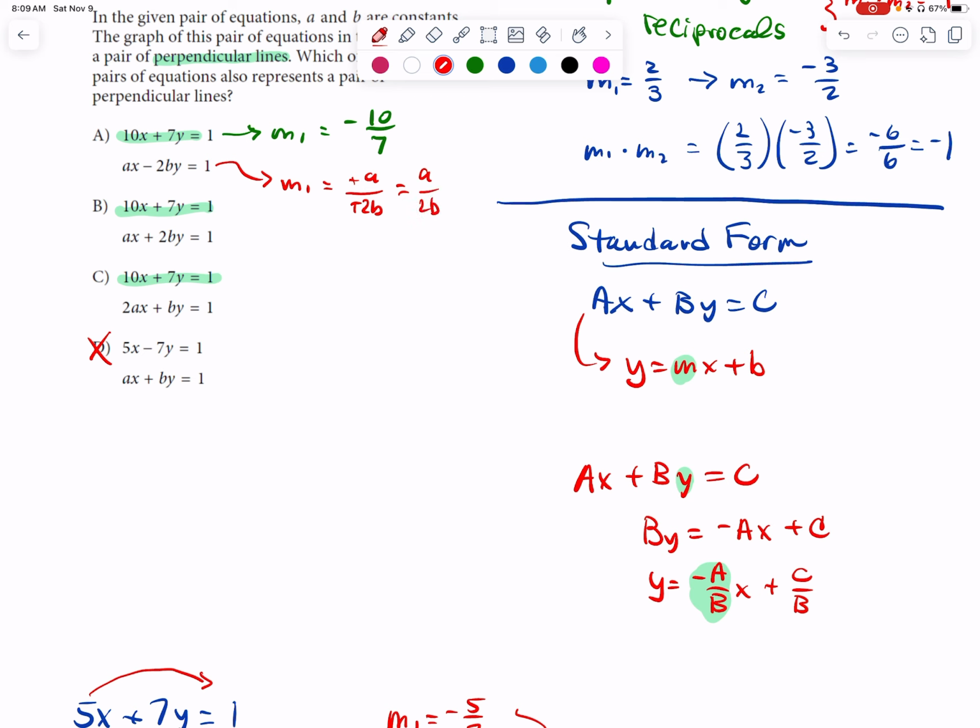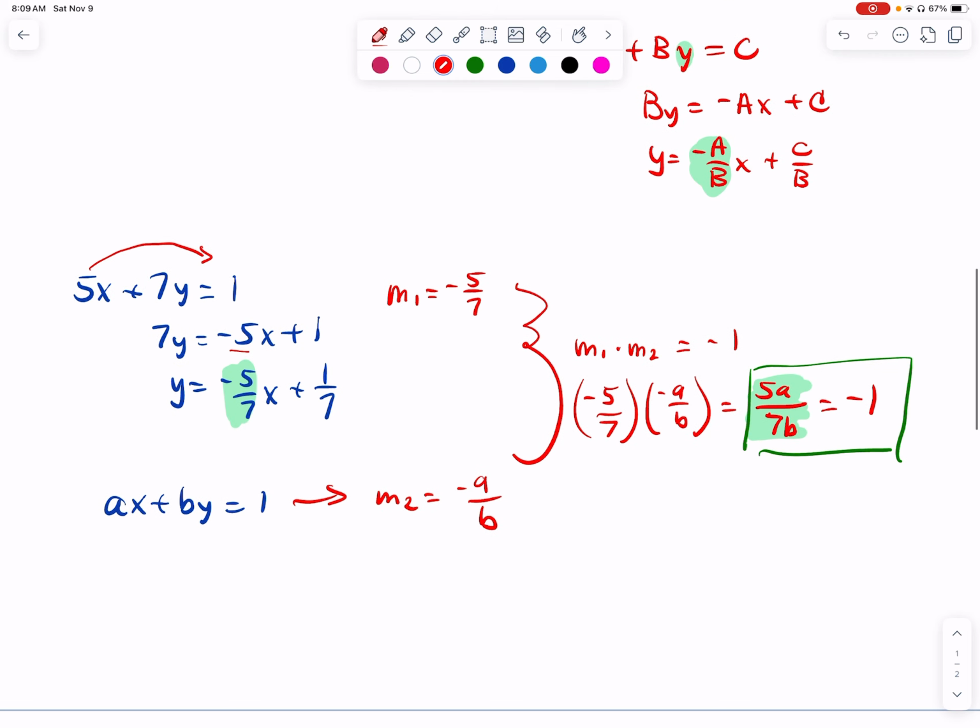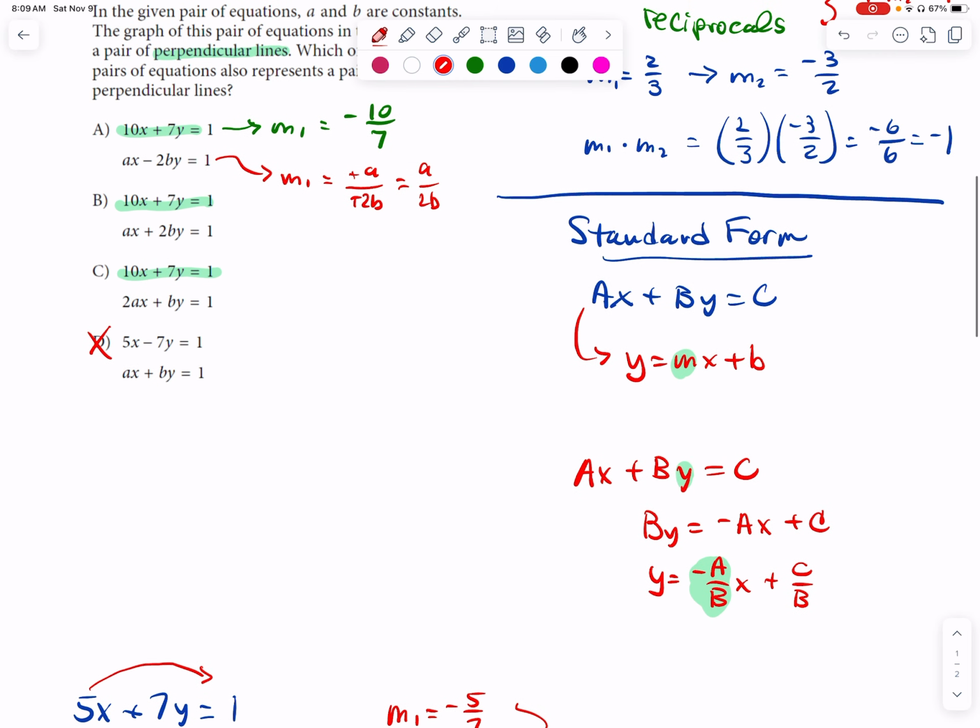Now let's just multiply those two slopes together. This product should be identical to what we had before if they're also perpendicular lines. So if I multiply these two things together, I get a -10 over 7 multiplied times a over 2b. Multiplying straight across here, I have a -10a over 14b. And then, I think I can reduce this.